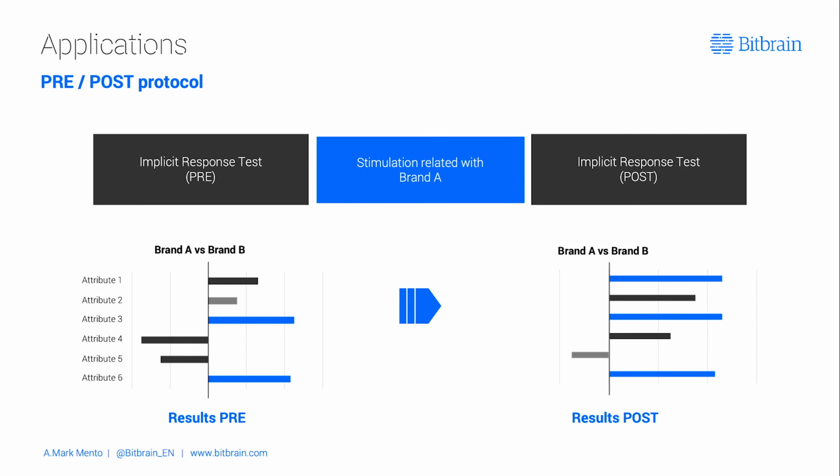And by comparing the pre and post results, we can measure what effect, if any, the customer's experience had on non conscious association. So if we see that there was no change in the results, then the experience didn't have an effect on brand positioning. But if there are changes, we can determine the effect that the material or experience had on the participant and whether this effect was positive or negative.